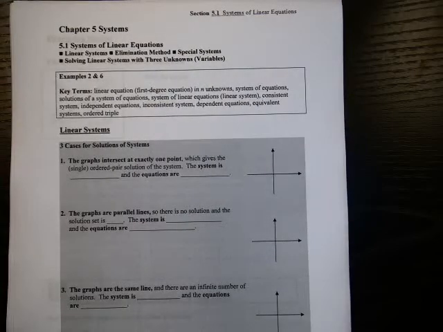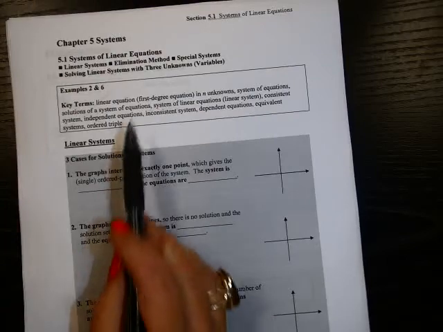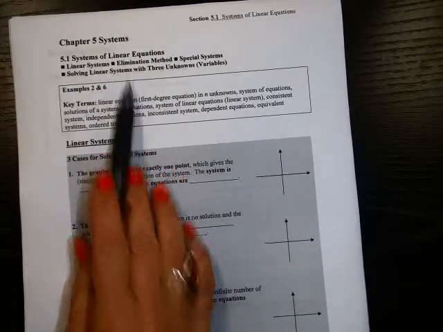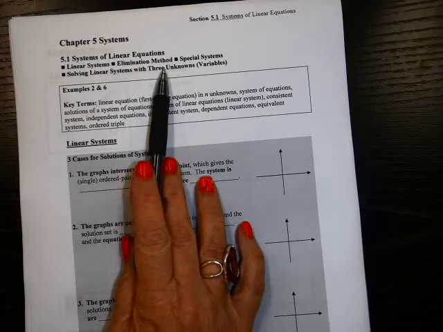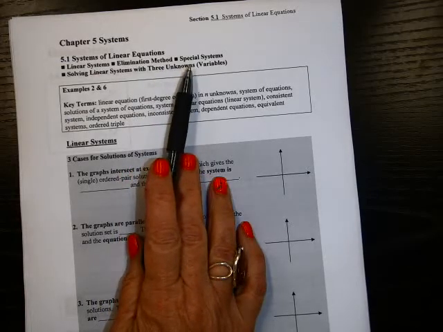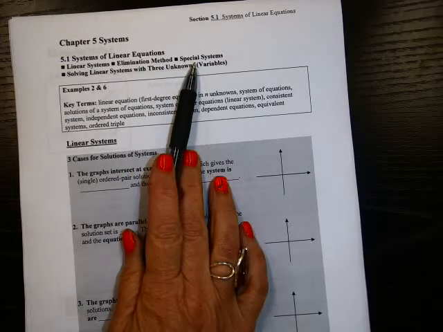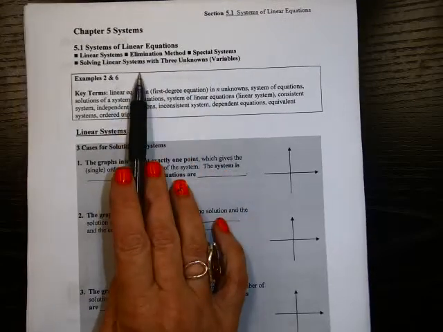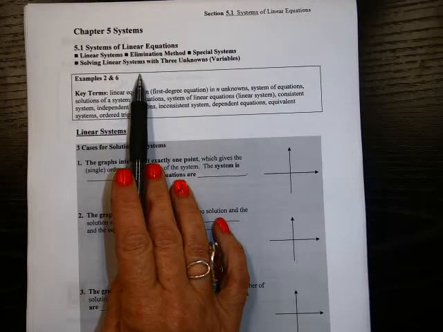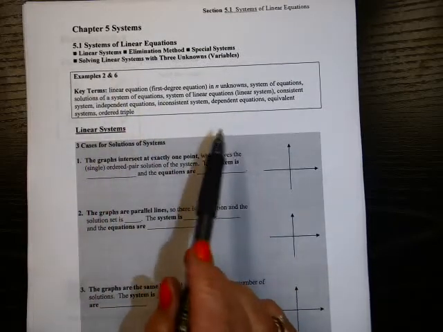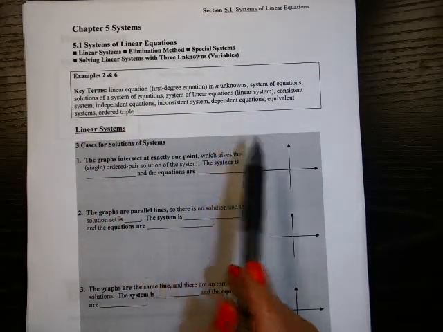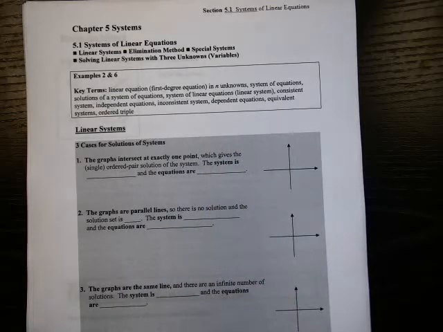This is Chapter 5, Section 1. This is the study of systems of linear equations. We're going to study linear systems. We're going to use the elimination method, and we're going to discuss the special systems and solving linear systems with three unknowns or three unknown variables. Examples 2 and 6 are the examples that are covered in your e-textbook that I have put on our notes to cover.